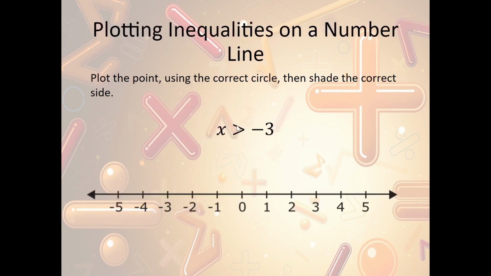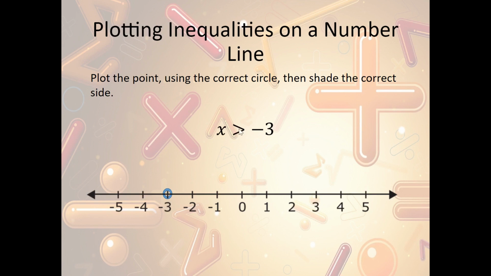Well, we have x is greater than negative 3. So first of all, we're going to find negative 3, which is here, and we're going to decide what kind of circle we need to use. Well, we start with an open circle, and we decide whether we need to shade it in or not. Well, they didn't add anything extra, no bar, so we don't add anything extra either, and we leave it as an open circle.